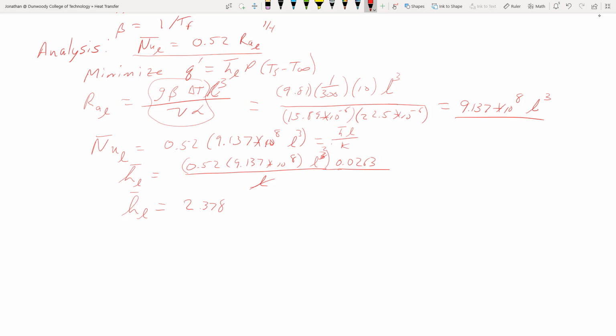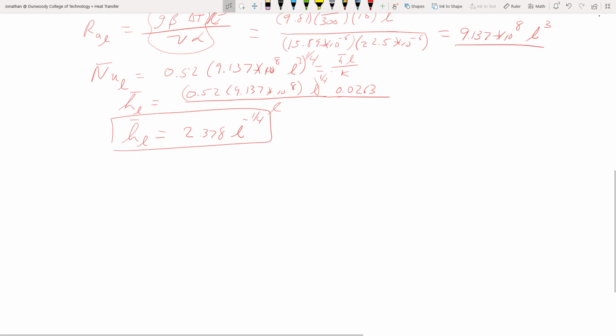Oh, I forgot the 1/4 up here. I screwed that up. To the 1/4. This is still L. And so we get L cubed to the 1/4. Okay, so we're going to end up with that times L to the negative 1/4 down there. So there we have it for our general arrangement. Now we just need to find L for these, fill those in, and go through it.